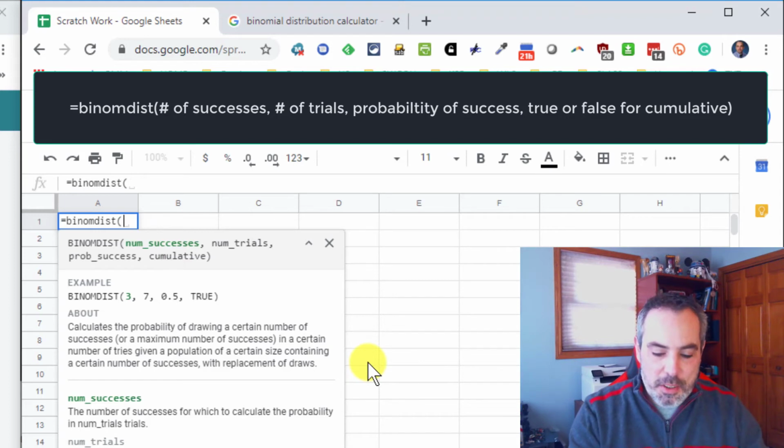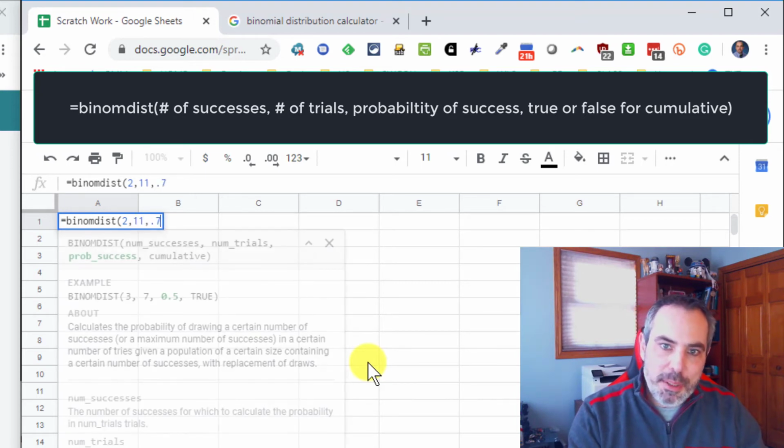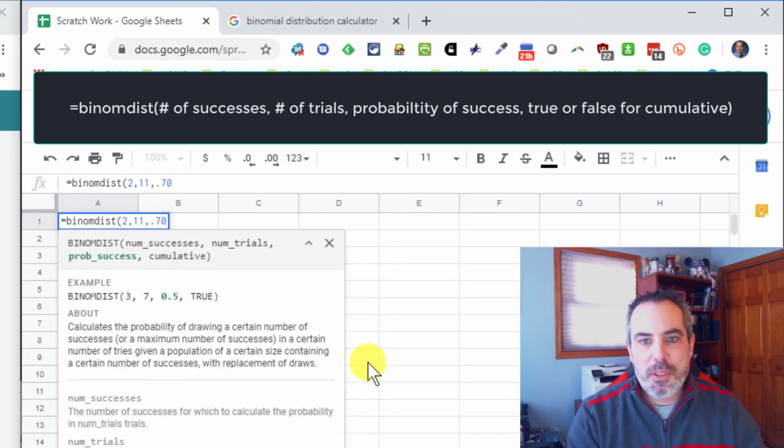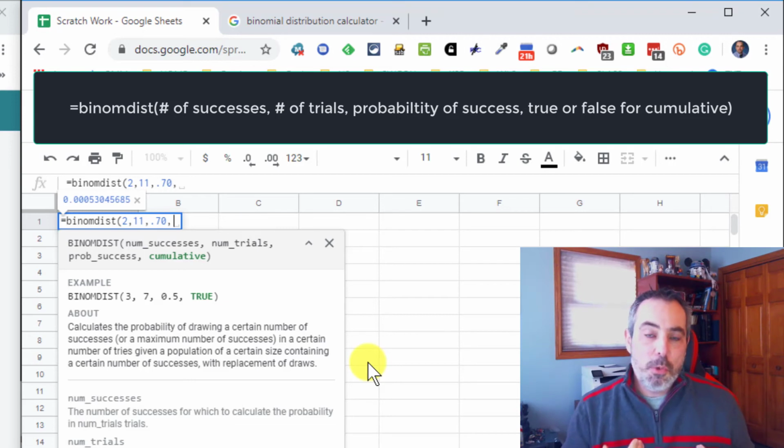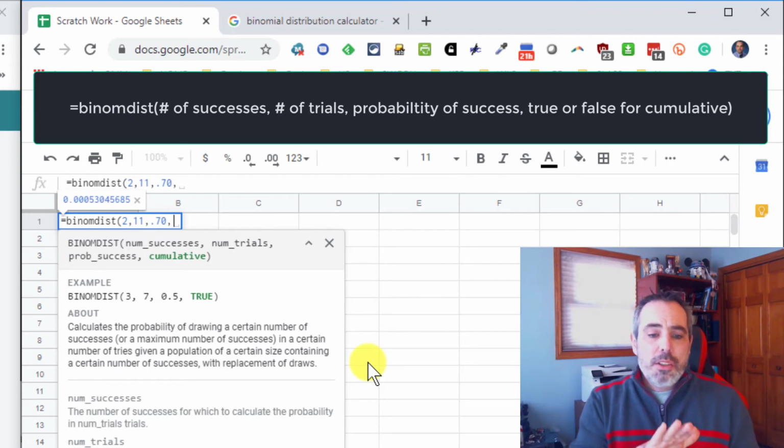The number of successes, let's start with 2. 2 insects are supposed to die. There's 11 insects. That's my number of trials. The probability that an insect dies was 0.70. And this idea of cumulative. When you say true or false to this question, what you're really saying is, do you want me to add up all of the probabilities up until that?